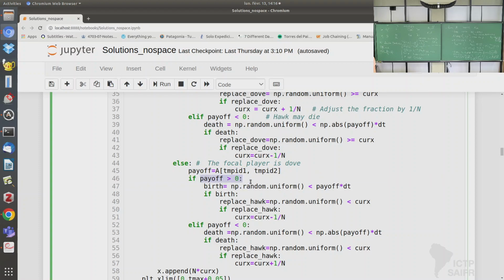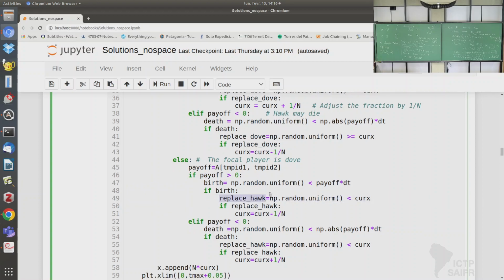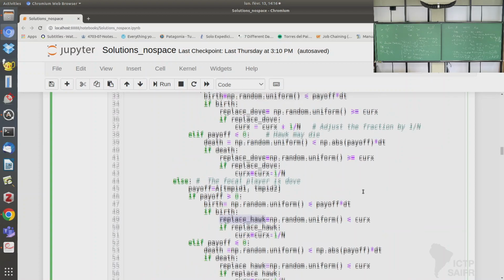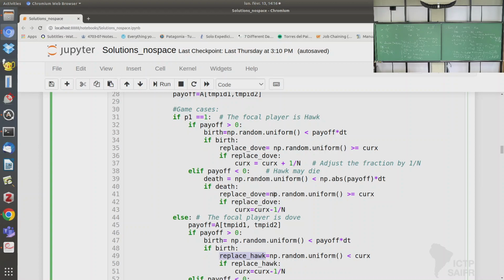If it's a birth and you're replacing a hawk, note that if you're checking whether you're replacing a hawk, you do random uniform less than x, whereas if you're checking if P3 is a dove, you have random uniform bigger or equal than x, meaning you're drawing an event with probability 1 minus x, okay? Question there.